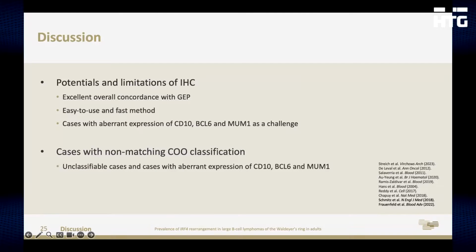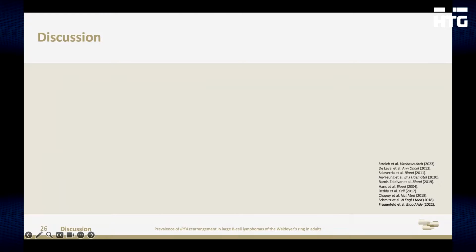5 cases showed a non-matching COO classification using gene expression profiling and immunohistochemistry. However, 2 of those cases were the already mentioned unclassifiable cases, and 2 more of those cases showed an aberrant expression of CD10, BCL6, and MUM1. And overall, a comprehensive approach is needed to correctly classify those cases.